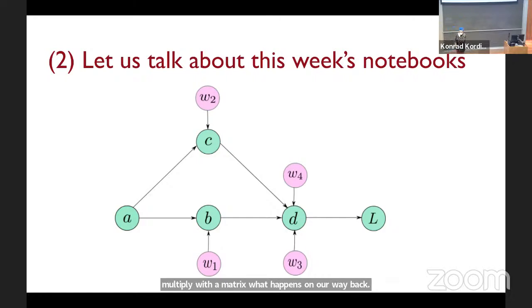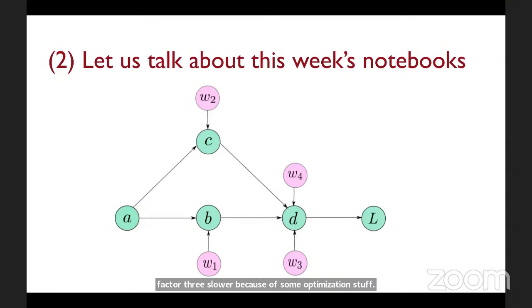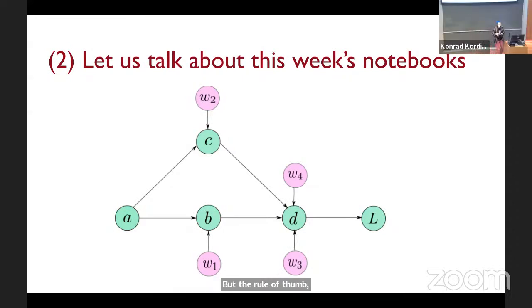And that's why generally the forward pass takes about the same amount of time as the backward pass. It's not exactly the same amount of time. It might be a factor of 3 slower because of some optimization stuff. But the rule of thumb is that going forward takes the same amount of time as going back. What that means in practice is that having the gradient costs you effectively nothing, a factor of 2. And of course, as we know from the previous courses you took, we are much faster at optimizing if we have the gradients. Okay, so this was the first part.